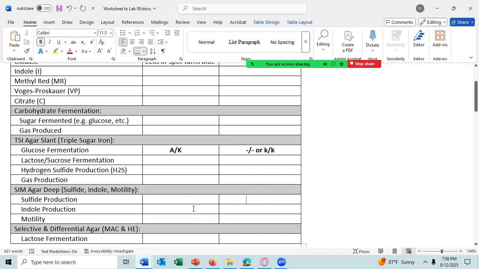And then for motility, if the bacteria can swim, give me the positive answer and the negative answer. Realize with the positive answer, you may not get something growing really fast. And so you should say that bacteria are either growing everywhere in the tube or bacteria are flared from the stab. And give me the negative for motility.